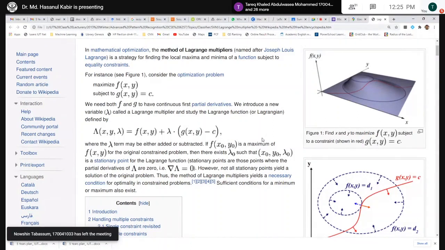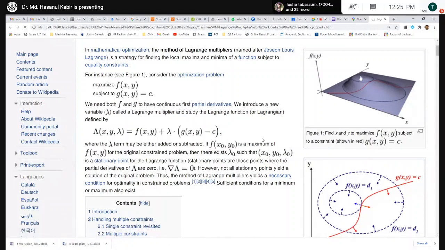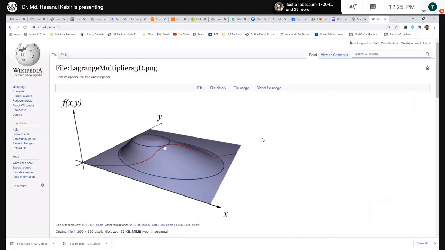Can you see it? Sir, we can't see the cursor. Okay, can you see the cursor now?